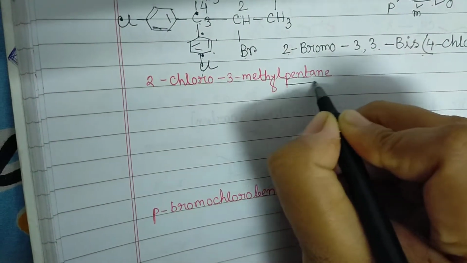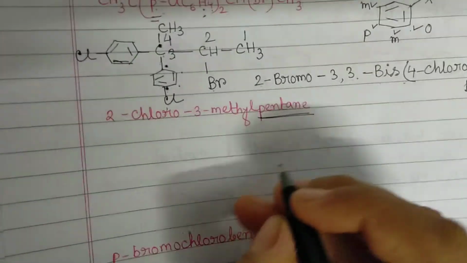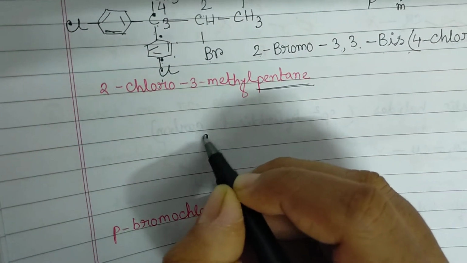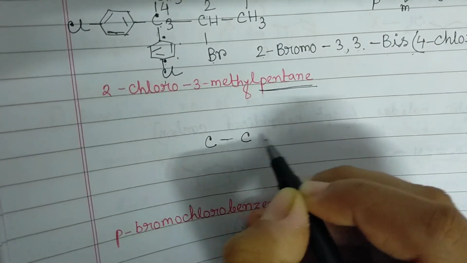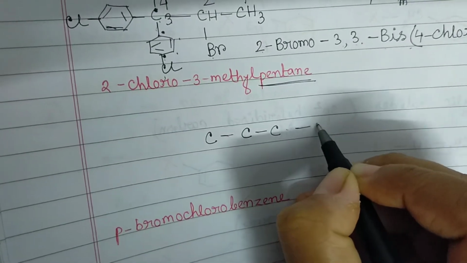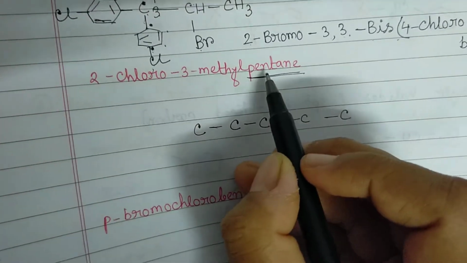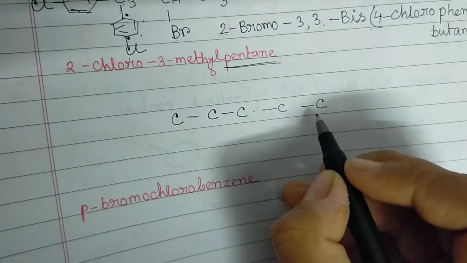Now how do we write down the structure from the name? For that we have to start from the main chain, that means pentane. So for pentane there will be 5 carbons. I am writing with the single bonds only. So there will be 5 carbons, like that. After that there will be 3 methyl.